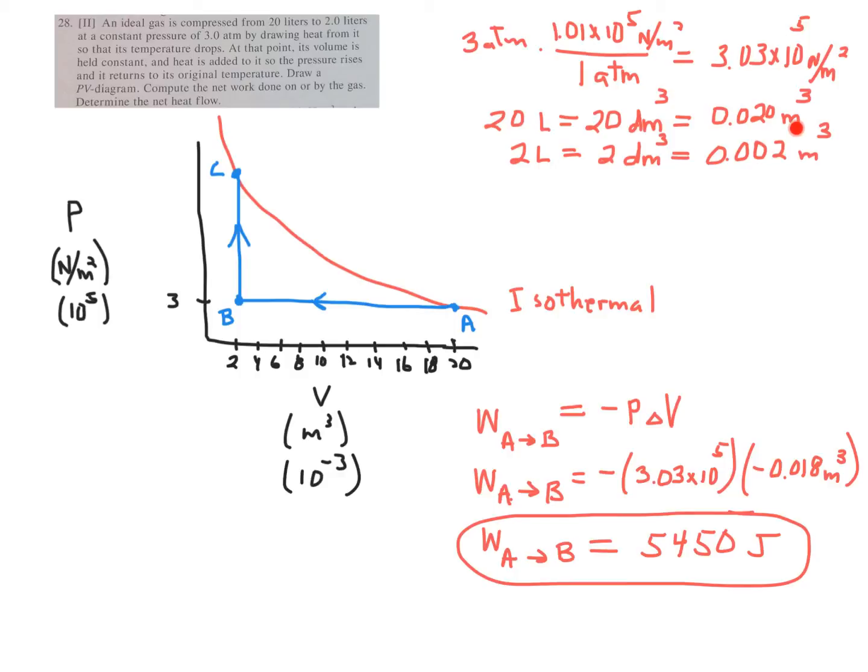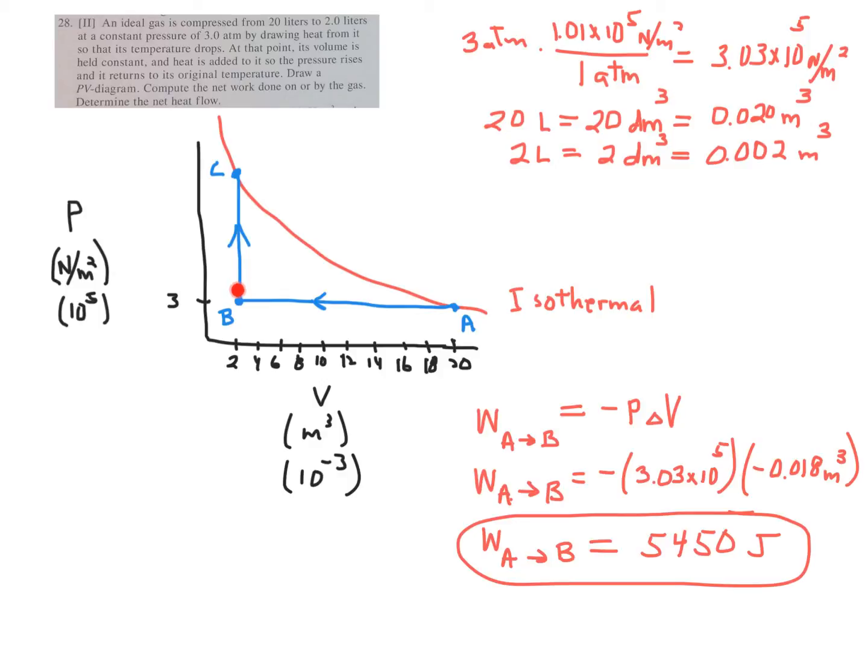Compressing it into 2 liters, with the same type of conversion, you get 0.002 cubic meters of gas at the end. It's quite a compression, and you can relate to 2 liters. You know how big a 2 liter volume of pop is. So you went from point A to point B along this process, and that's when the work is being done on the gas. That'll be considered positive.